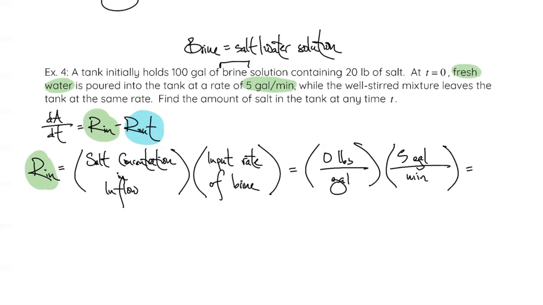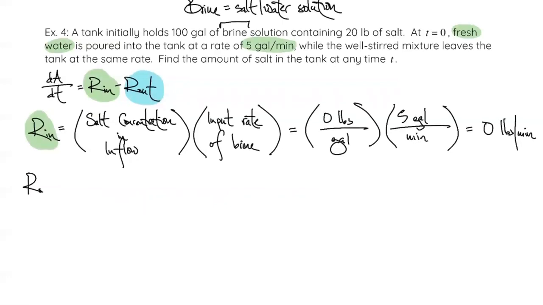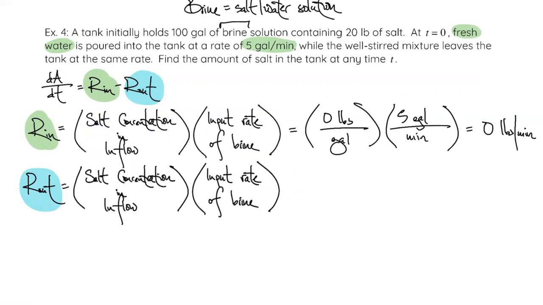And so even though I know 0 times 5 is 0, the units of this answer are going to be pounds per minute. So pounds per minute is actually the rate of the salt coming in. We're going to set up a similar one for the rate out, right? And we're going to take this same setup. I'm going to cheat because I have a technology that allows me to do that.